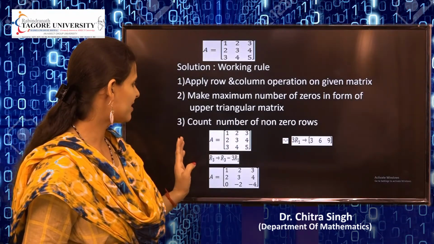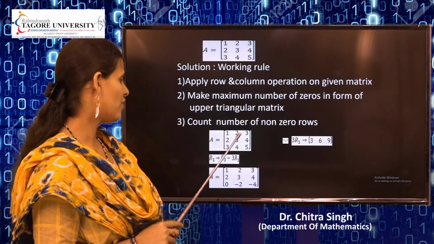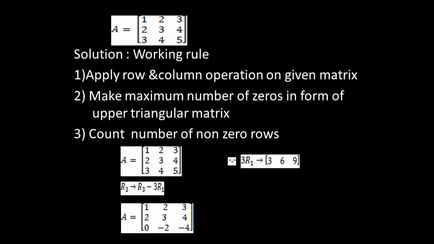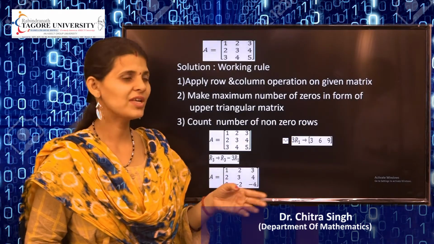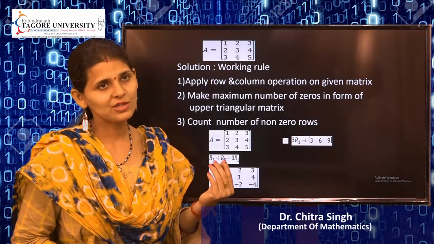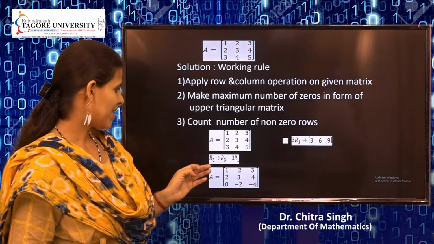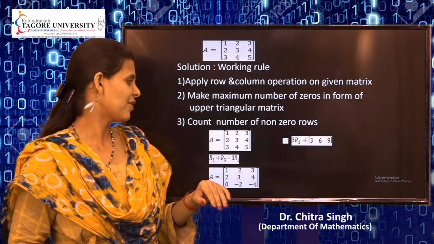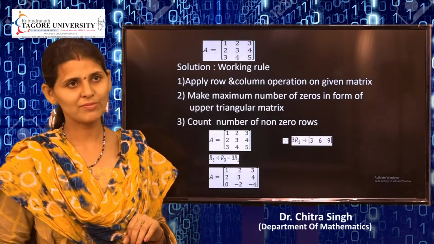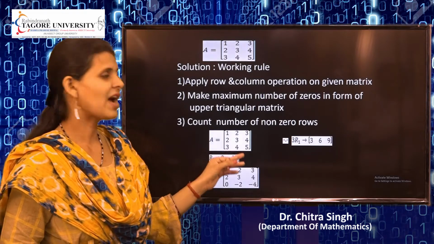Firstly, your matrix is A equals 1 2 3, 2 3 4, 3 4 5. You make the maximum number of zeros, so we apply row operations. So in this matrix, firstly you know that we make an upper triangular matrix. So to make the upper triangular matrix, firstly we solve R3. R3 means the row 3 4 5.